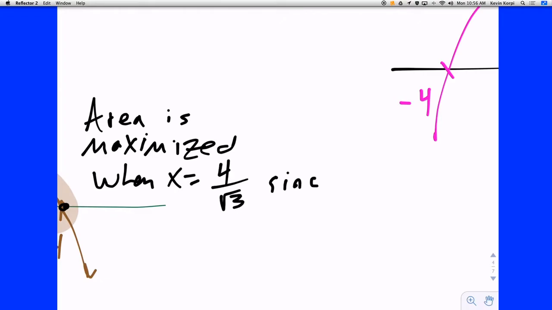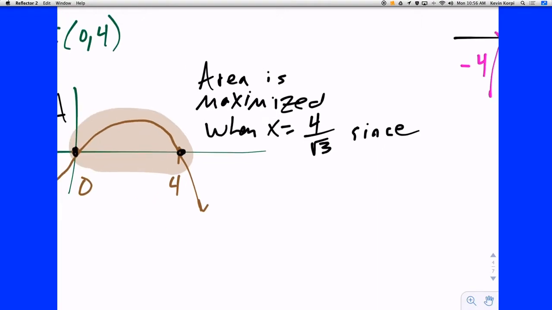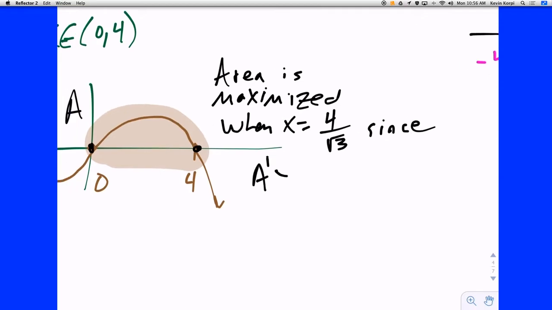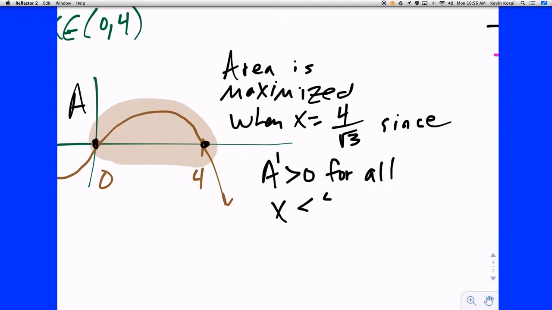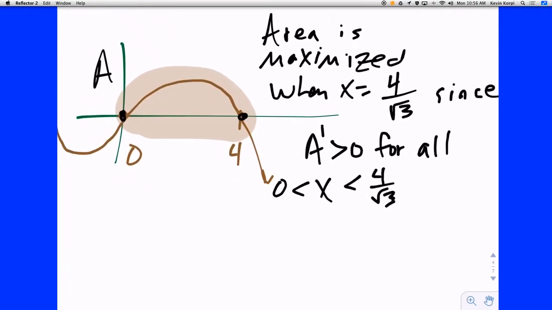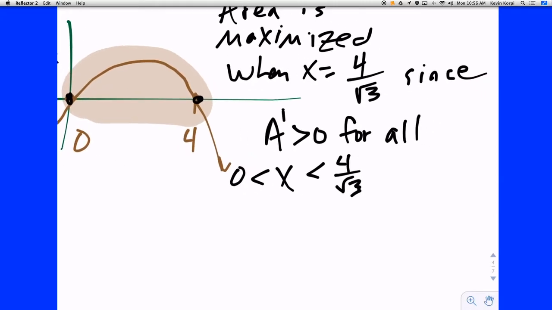Since, and here we go. We're going to do a local argument, but we have to add that global flavor to it. So since a prime is greater than 0 for all x, now when you say less than 4 square root of 3, that would be a lie, correct? But you could say less than 4 square root of 3 and greater than 0. That means for all x on that interval, that's on our relevant domain.